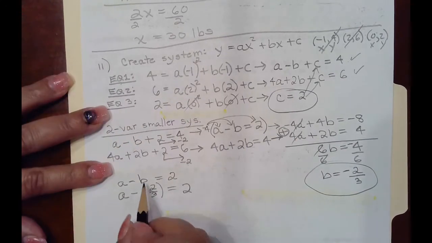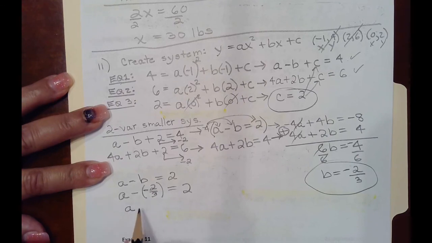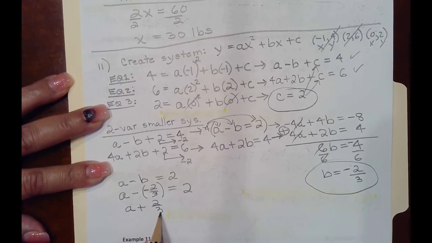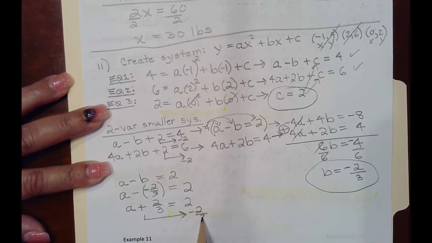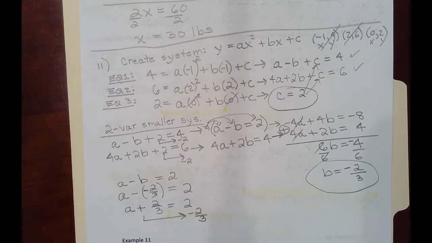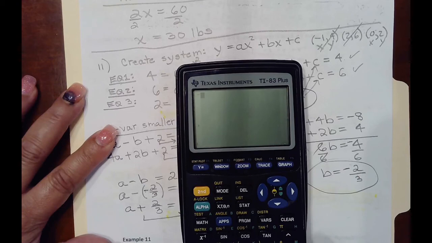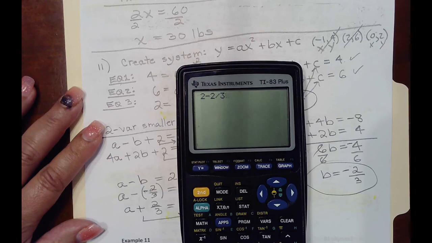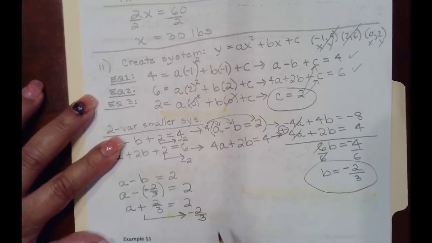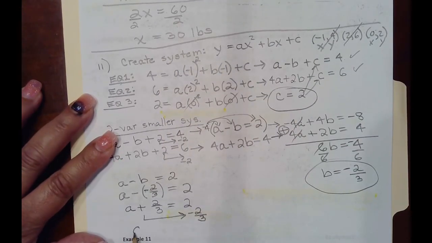Okay, so now we have a double negative here. So this is A plus 2/3 is equal to 2, and then I'm going to bring this 2/3 over here and subtract. You can do that on your calculator if you want. So that would be 2 minus 2 divided by 3, and instead of hitting enter, hit math, enter. Math is in the first column, 4th key down. And then just hit enter, enter. And you get 4/3. So this is A is equal to 4/3.